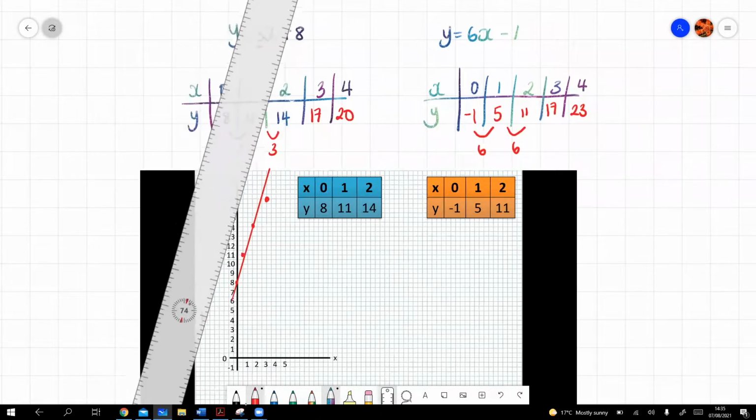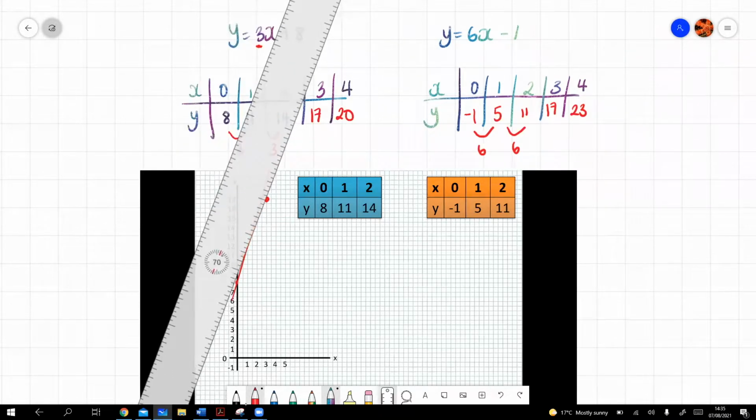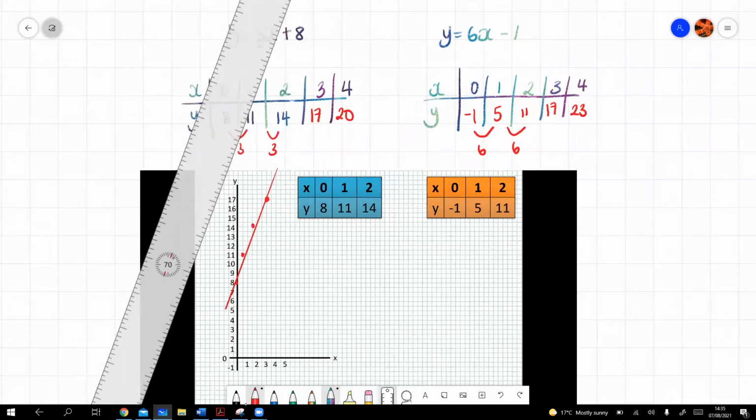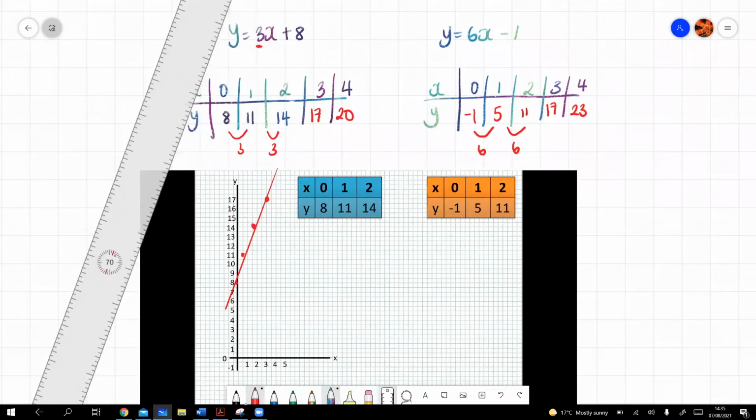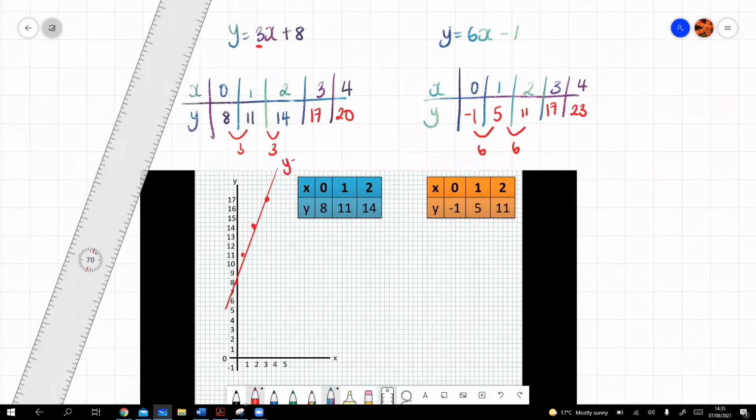It's not right, is it? Probably like this, isn't it? Yeah, probably like that, the first one. The second one was incorrect, so let's get rid of that and do it like this. Because it's on a computer screen, the nib of my pen is slightly incorrect. I'm going to label that as y equals 3x plus 8.